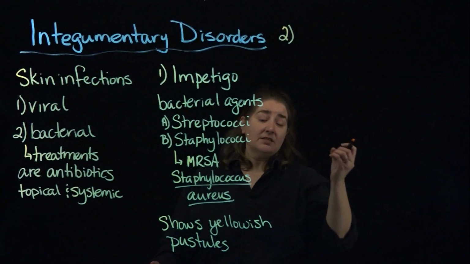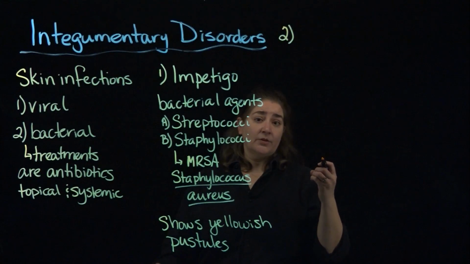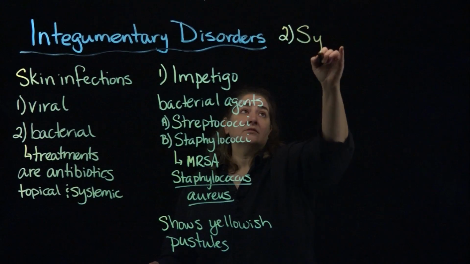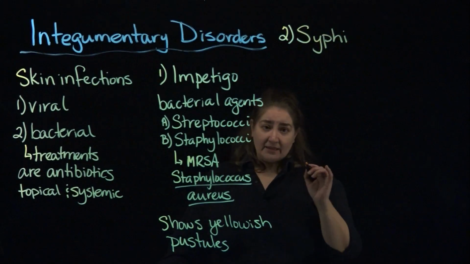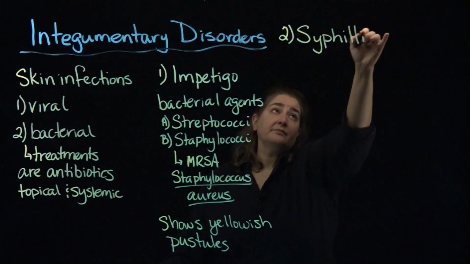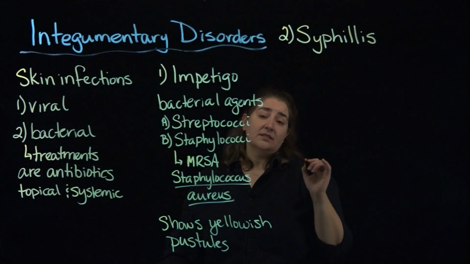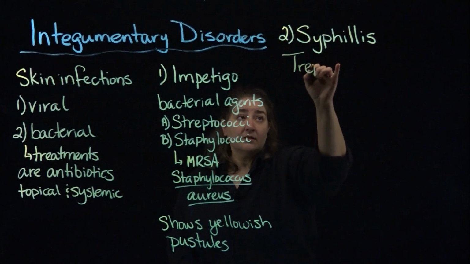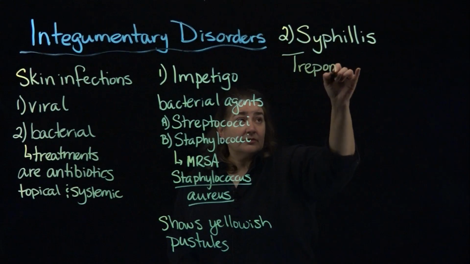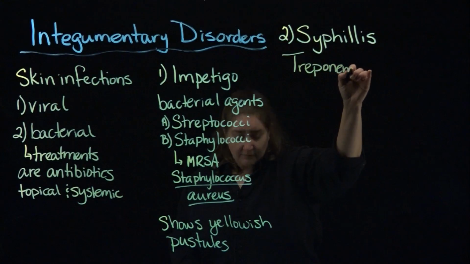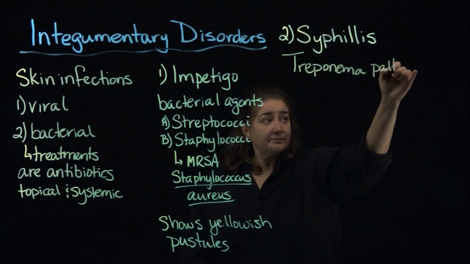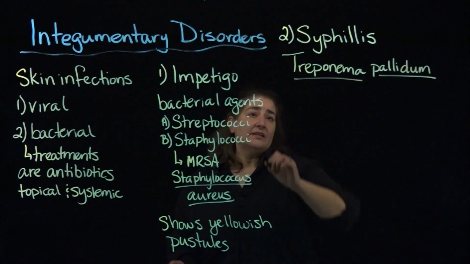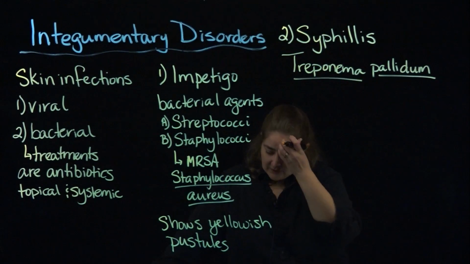And because we had a sexually transmitted virus that we talked about with the herpes simplex virus, we've got a sexually transmitted bacteria. All right, and that bacteria that we're going to cover next causes syphilis. And this one is Treponema pallidum. That's the bacteria that causes syphilis, all right?